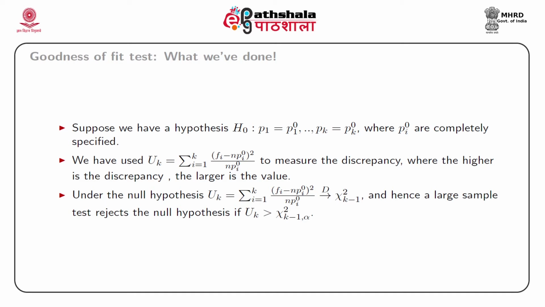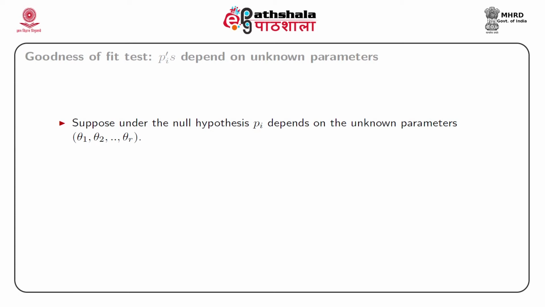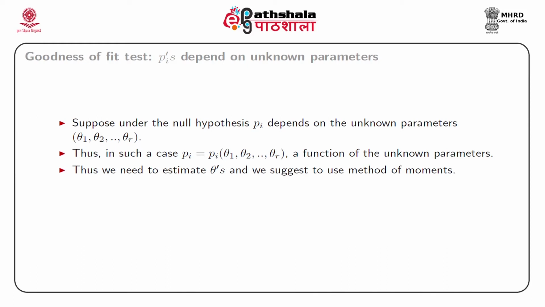In this module, we start with again goodness of fit test, but with the exception that Pi's in this case depend on unknown parameters. So, specifically, suppose under the null hypothesis Pi depends on the unknown parameters theta 1, theta 2 up to theta r. Thus, in such a case, Pi is a function of the unknown parameters theta 1, theta 2, theta r, and naturally we need to estimate these unknown parameters, and we suggest to use method of moments. Suppose theta i hat be the method of moment estimates based on the data.